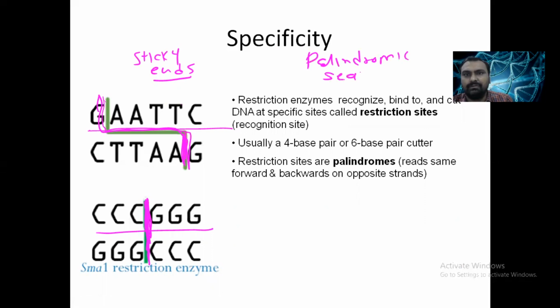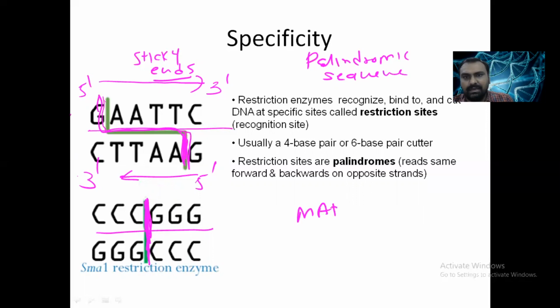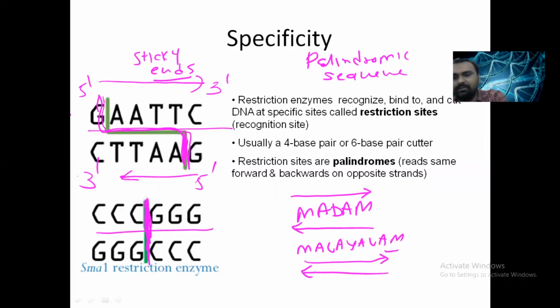Palindromic sequence. So what is a palindrome? If you read from this side 5' to 3', or here also 5' to 3', it is the same. If you read GAATTC from this side 5' to 3', it is the same. It is just like MADAM, madam. If you read from this side, also it is madam. Just like in an Indian language, Malayalam. If you read from this side to this side, it is the same. This is called a palindromic sequence.